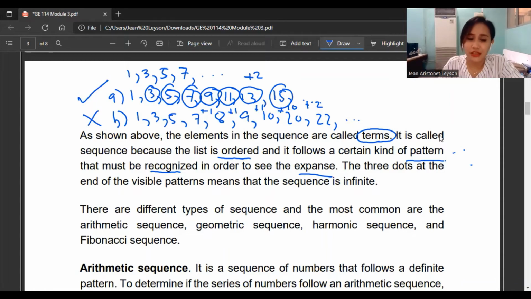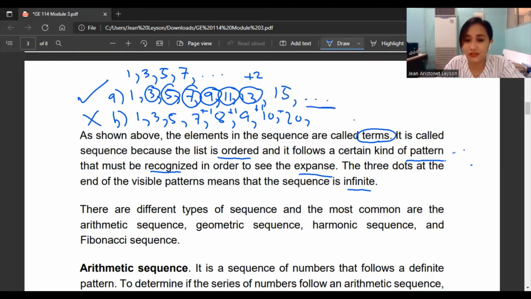The three dots at the end of the visible pattern mean that the sequence is infinite. So that's 15 and so on. These three dots after our last term mean that the sequence will still continue. It's never ending. So we keep on adding 2 in order to get the next terms in the sequence.